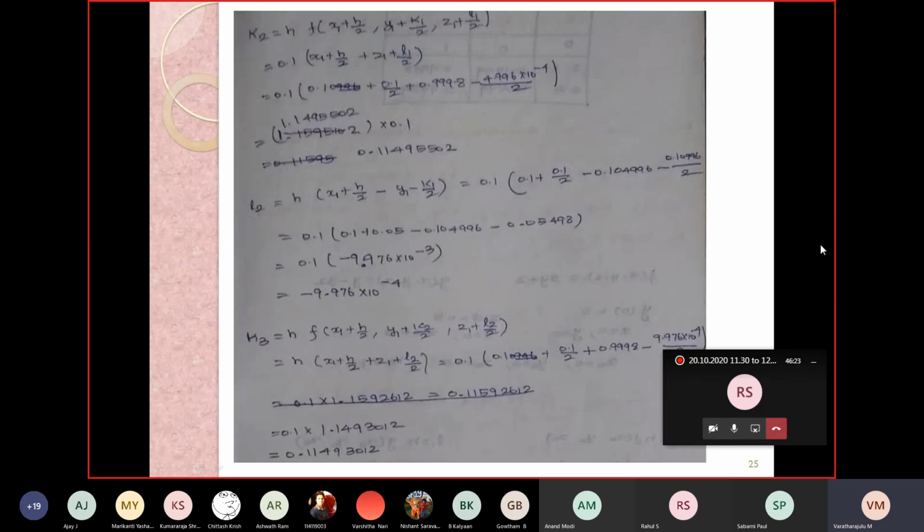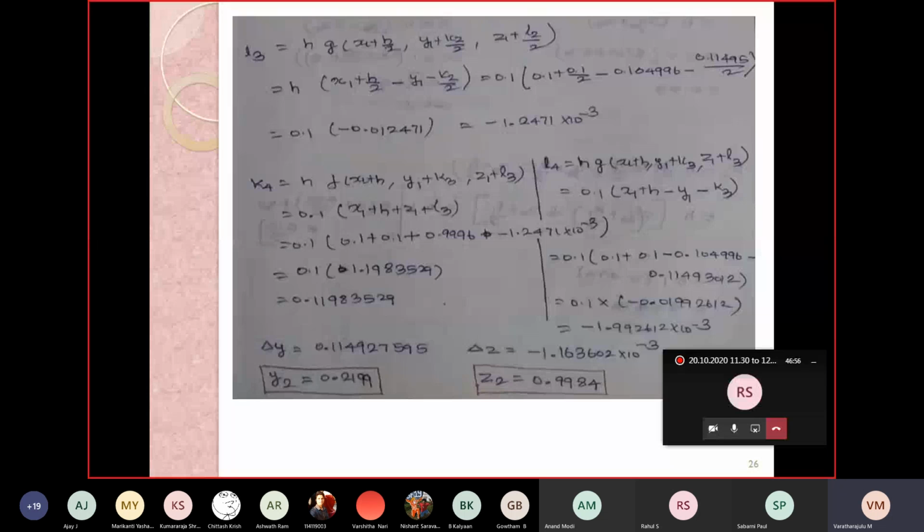We need patience. You see here there is plenty of wrong information calculated, so do the calculation patiently, or else you will get a different answer, or it may lead to a wrong answer. And k2, l2, and k3, l3 and k4, l4, and therefore our y2 is equal to 0.2199, and z2 is equal to 0.998.